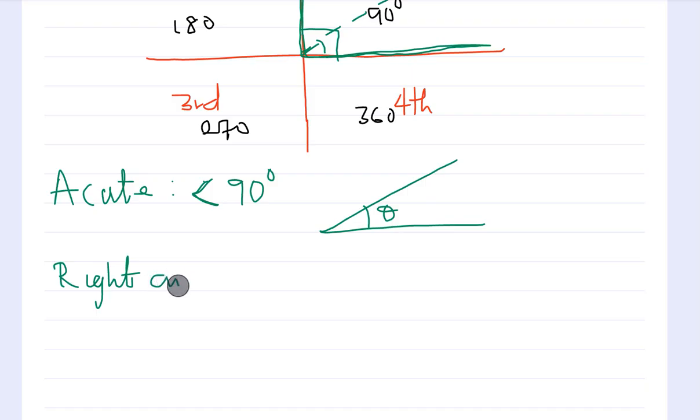Right angle. Don't forget the first one is what? The acute angle. The next one is what? Right angle. Right angles are angles whose measure is exactly what? 90 degrees. Exactly 90 degrees. Are you seeing that now? They are exactly 90 degrees.